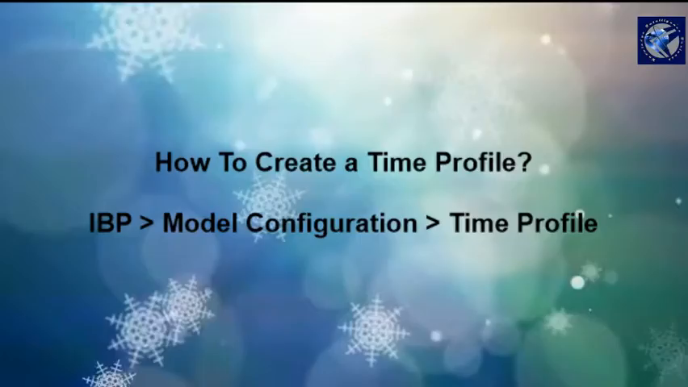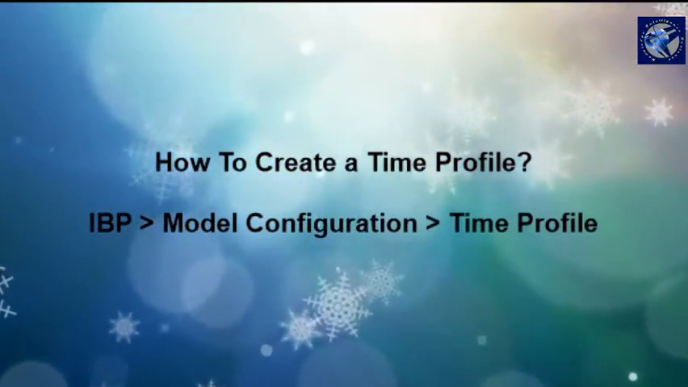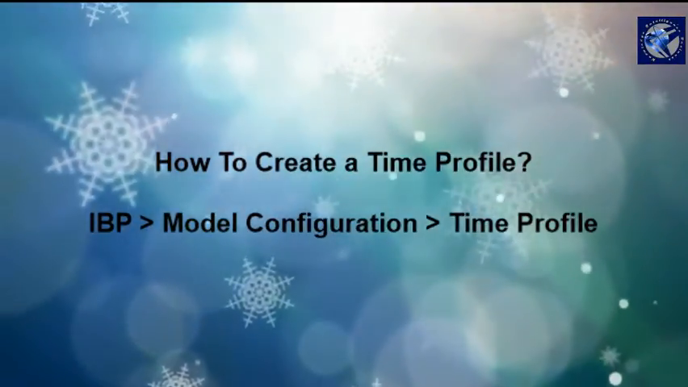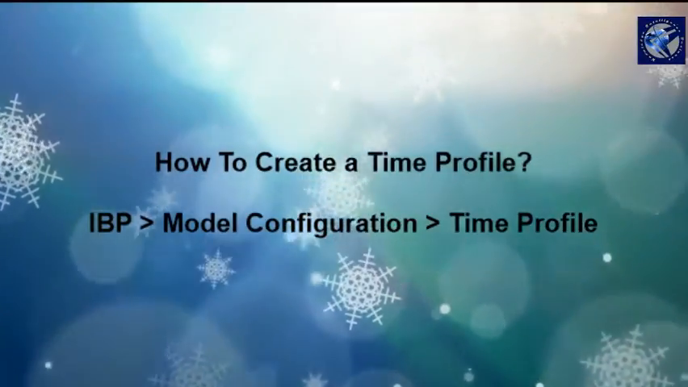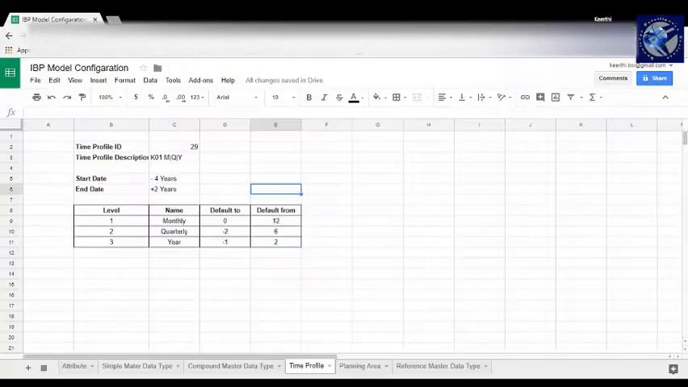In this particular session, we're going to cover how to create a time profile under IBP model configuration time profile. So here, let us quickly have a view of what we want to create in the time profile. I'm going to create a time profile with an ID number 29, and I want to give the description called K01 month, quarter and year. My maximum start date is -4 years from today, and the end date is going to be +2 years from today.